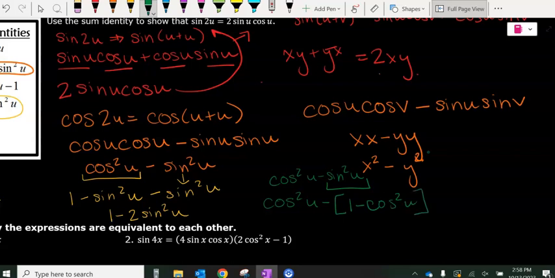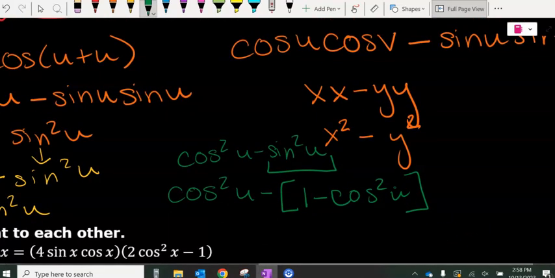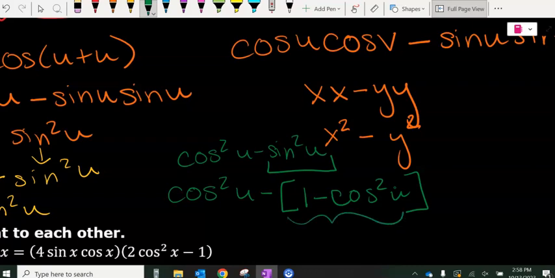Now, notice right here, I put brackets around this. The reason I put brackets right there is because if I'm subtracting sine squared, this whole thing, 1 minus cosine squared, is equal to sine squared. So if I'm subtracting it here, I have to be subtracting it here. So that means that I'm going to be taking this subtraction sign and distributing it to what's behind it. So this becomes cosine squared u minus 1, because I distribute the negative, and then I distribute it again, and that becomes plus cosine squared u.